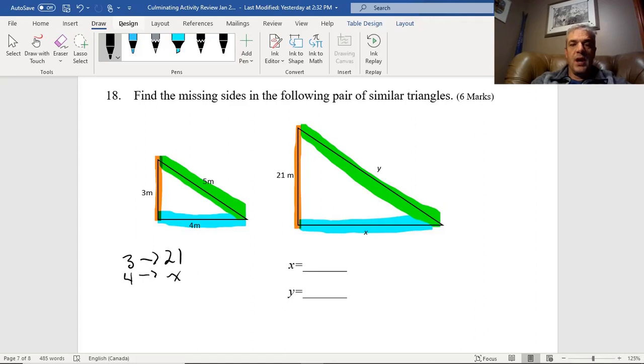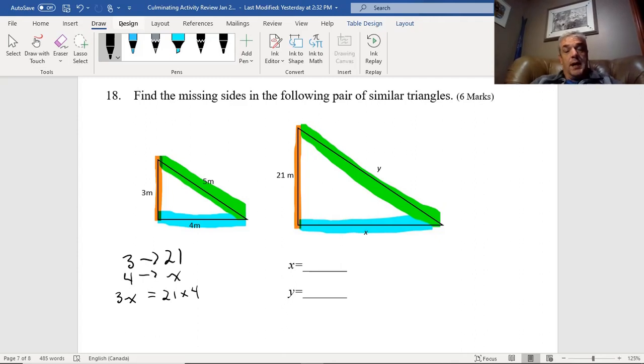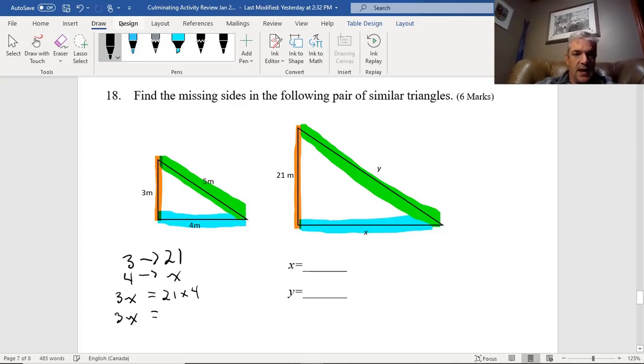Now we can create an equation by cross multiplying. So the x comes up and multiplies by the 3. So 3x now will equal 21 times 4. And 21 times 4 is, what is that? 84. So 3x equals 84.